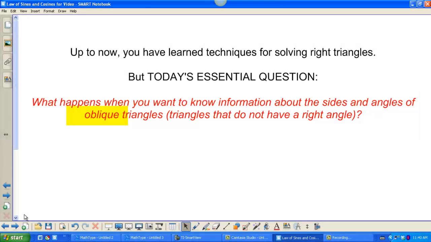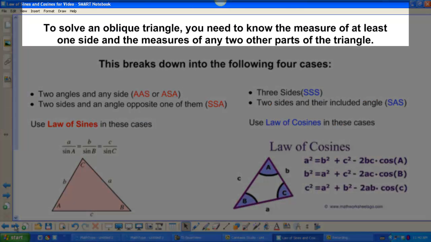So we've done SOHCAHTOA. We've done the sine of something equals opposite over hypotenuse. We've used different techniques to find different pieces of information, but they've all had a 90-degree angle in them. You can use law of sines and cosines today on right triangles, but what we're learning today is general for all triangles. In order to solve an oblique triangle, you do have to know at least one measurement of one side, and then any two measurements of the other parts of the triangle.